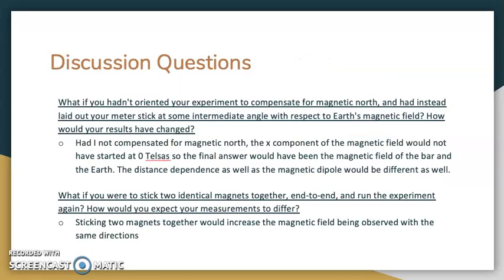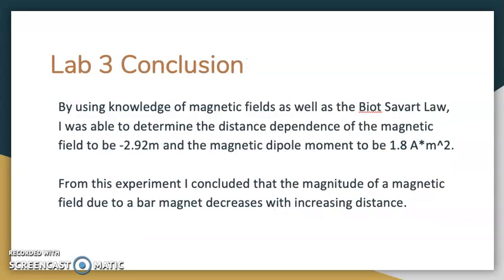So for the discussion questions, I determined that had I not compensated for the magnetic north, the x component of the magnetic field would not have started at 0 teslas, so the final answer would have been the magnetic field of the bar as well as the Earth. The distance dependence would have been different, as well as the magnetic dipole overall would have been different. I also determined that had I stuck 2 magnets together end to end and run the experiment again, the magnetic field would have increased, but the direction of the field would have stayed the same.